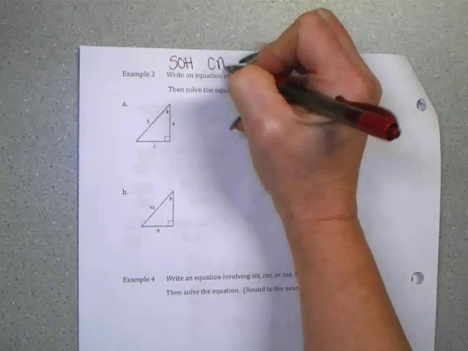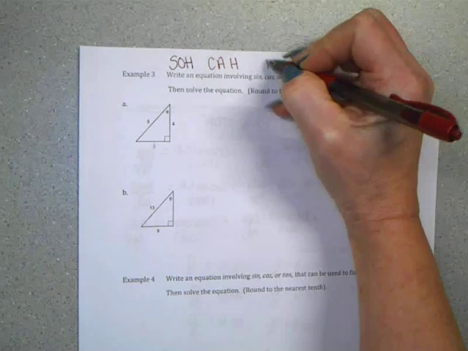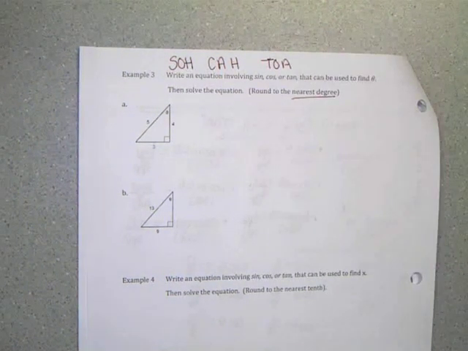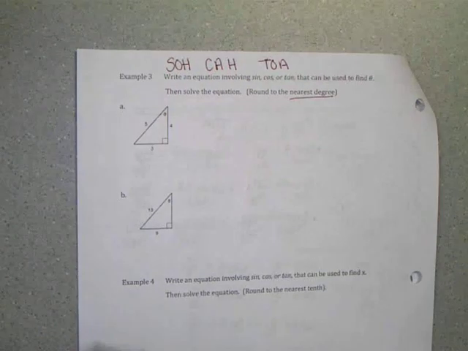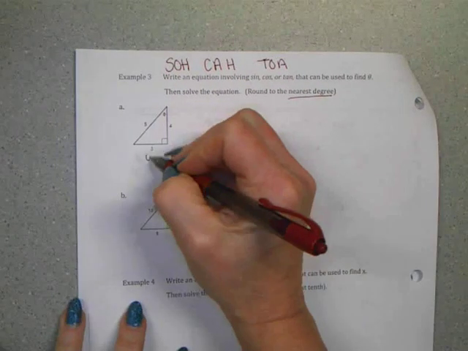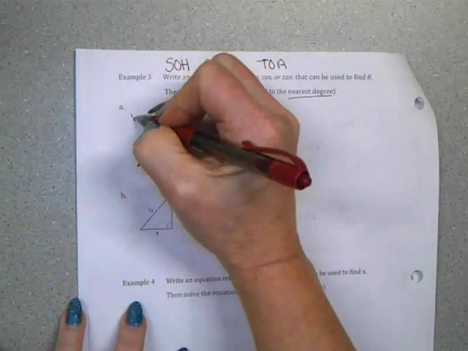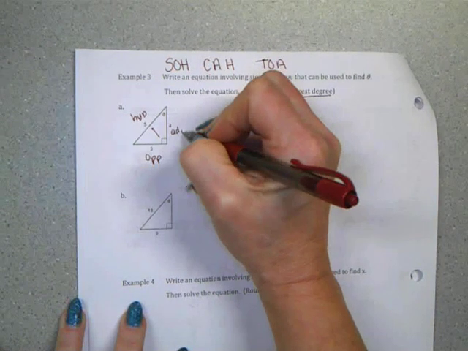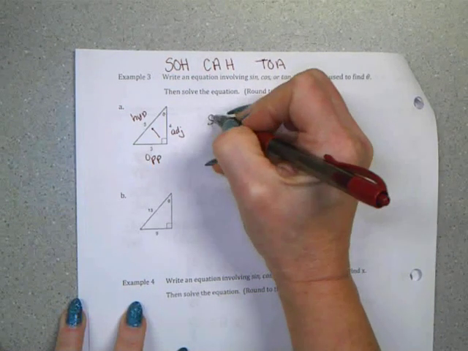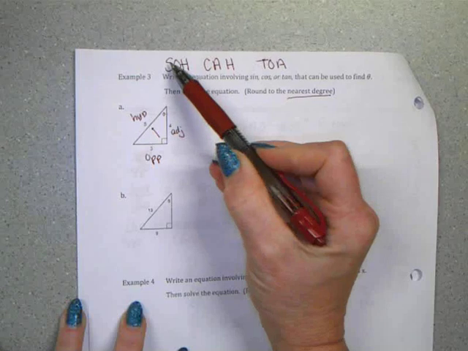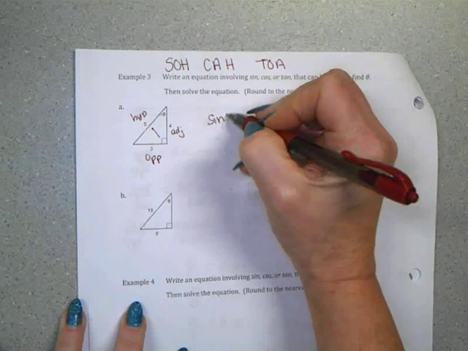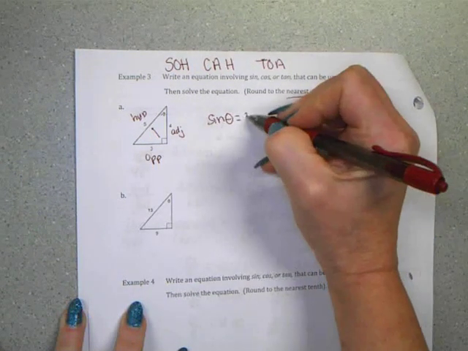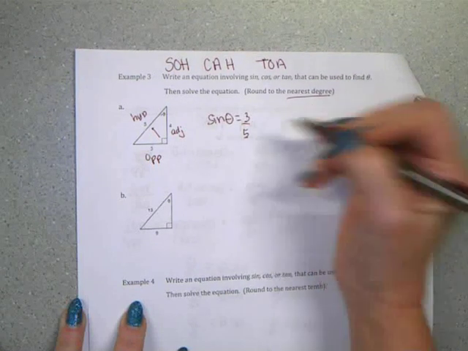So I'm just going to write up here at the top my mnemonic device to remember it. SOHCAHTOA, and this is my angle this time. So if I'm going to label them, this would be my opposite. Here's my hypotenuse across from the 90-degree angle, and this is my adjacent. So if I were going to use sine of theta, we don't know that angle, that's what we're trying to find, so sine of theta is equal to opposite, which is 3, over hypotenuse, which is 5.